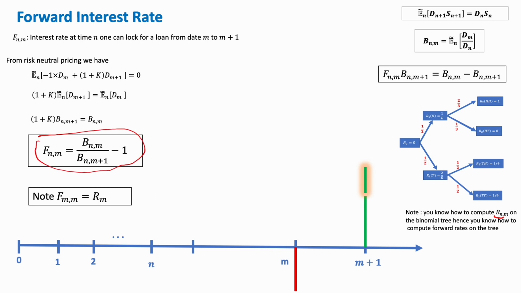This forward rate, if I want to compute it, I will need to compute this guy on the tree. I will need to compute this guy on the tree. But we know how to do that from the video on pricing zero coupon bonds. So that means now we do know how to compute forward rates as well on this tree model, which is pretty cool.